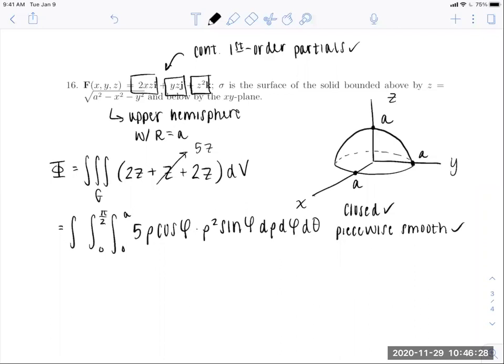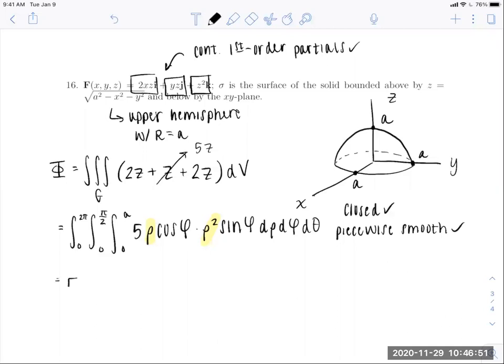And then theta is the angle we want to sweep around in the xy plane. So since we want that entire hemisphere, we want to go from 0 to 2 pi. All right, so we have everything set up. We can begin by integrating with respect to rho. Keep in mind that we actually have rho cubed here.